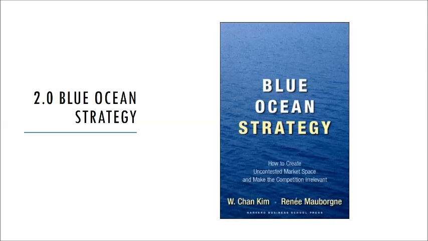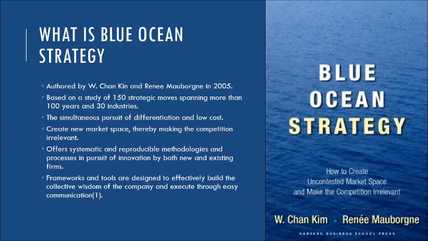Now that we have a basic idea of what marketing strategy is, let's move on and look at the Blue Ocean strategy, otherwise referred to in short as BOS. This is a marketing theory which is the brainchild of Kim and Mauborgne. It was founded on the study of 150 strategic moves spanning over 30 industries and over 100 years. At the center of this strategy is the pursuit of low cost and differentiation. It doesn't aim to beat the competition within a particular industry, but to create a new marketplace, and in the process render the competition irrelevant.